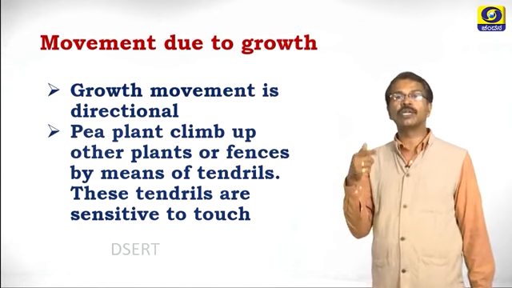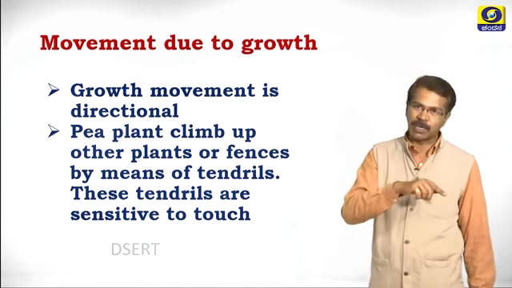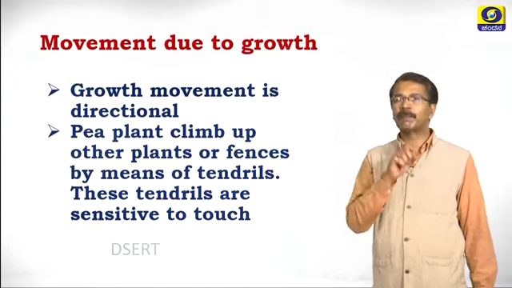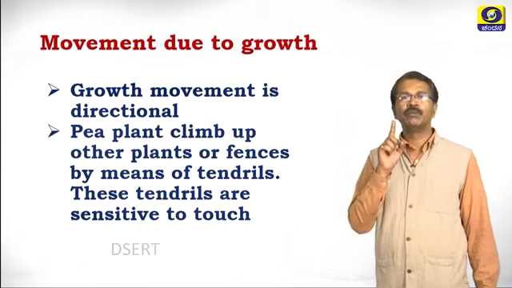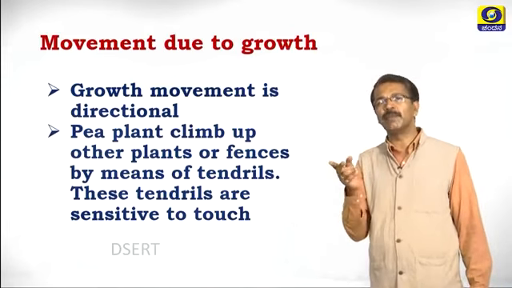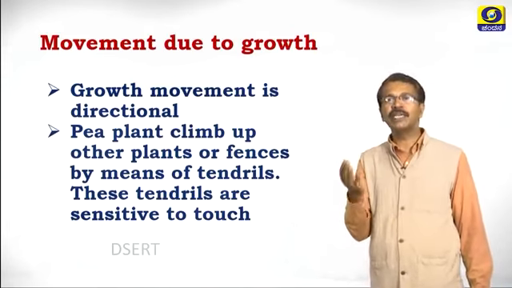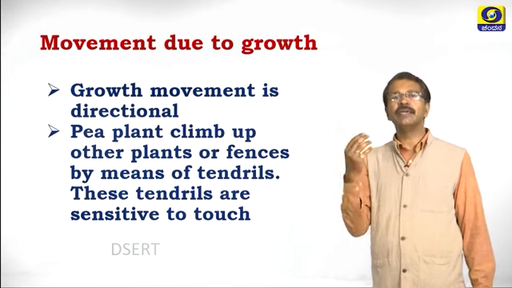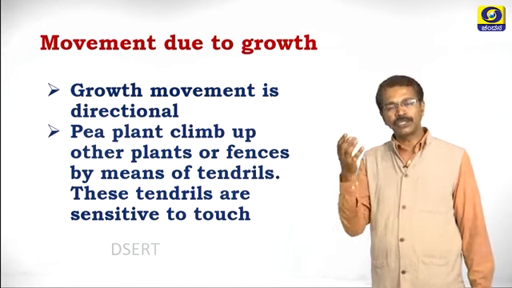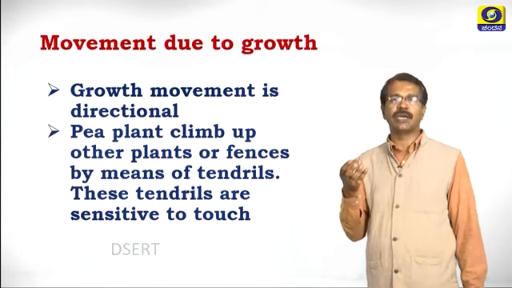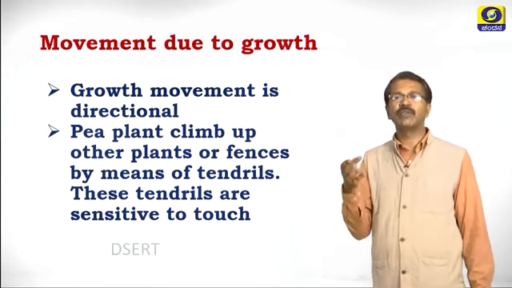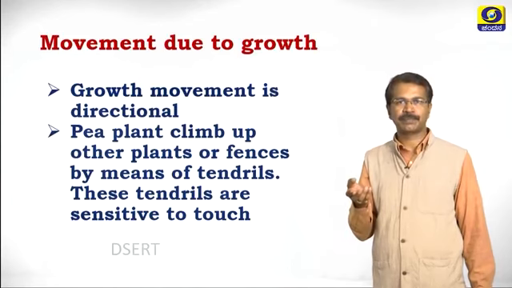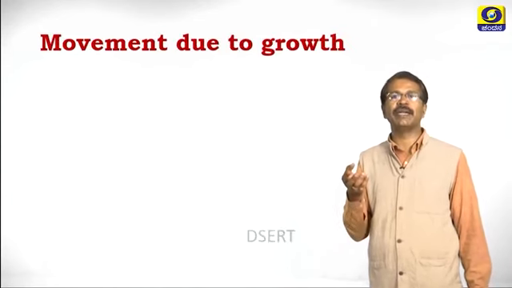This is growth dependent. Whereas in case of touch me not plant, the plant is also very sensitive to touch, but that movement we call growth independent or nastic movement. Whereas here in case of pea plant, the plant is also sensitive to touch. That too, tendrils, the part of the pea plant, are sensitive to touch, but they will show growth. That means growth dependent.